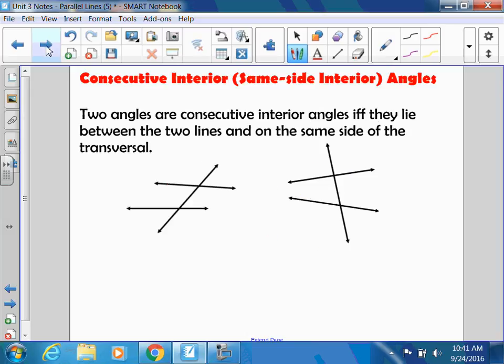Consecutive interior. So that's basically same side interior. So that would be this angle in blue and this angle. Those are consecutive interior. I usually refer to it as same side, but either way, it means the same thing. We also have another pair of consecutive interior here and here, these two angles. These two angles will be consecutive interior. And then these two angles within themselves will be consecutive interior. So we have two pairs of consecutive interior angles.